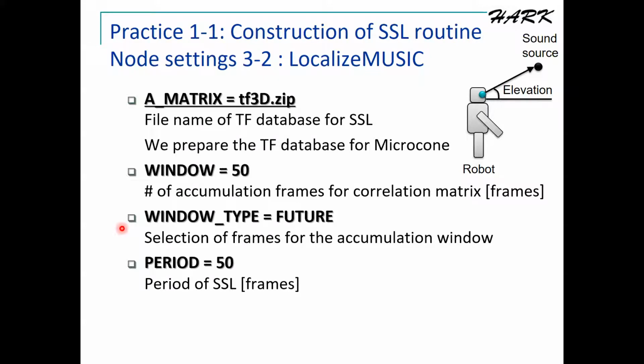Next, window type is a parameter of how to select the frames to calculate the correlation matrix. Period parameter specifies how often the SSL is computed. If the sound source localization is done for every iteration, the computational cost will be very high. This means that the estimation is done only once every 50 frames.